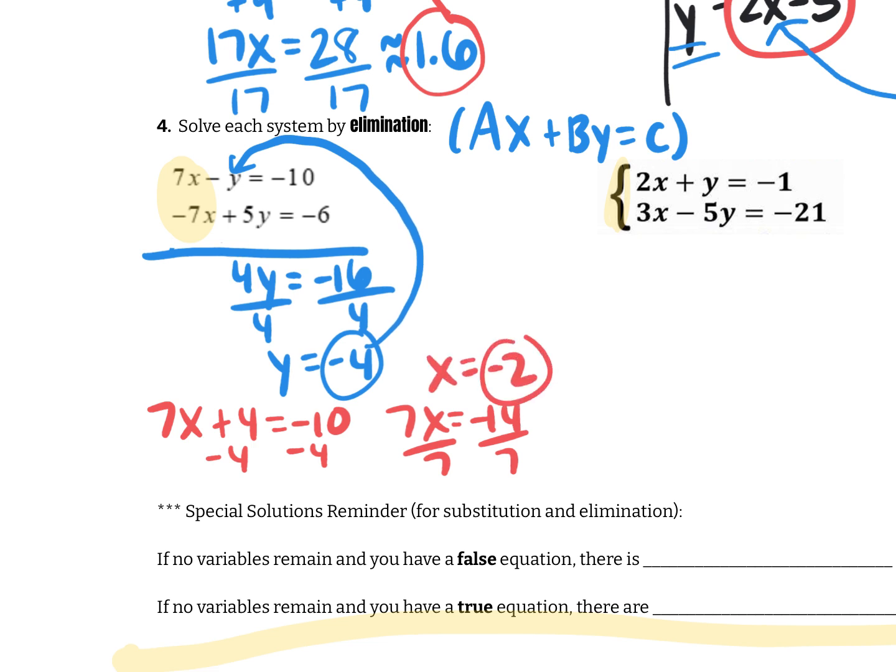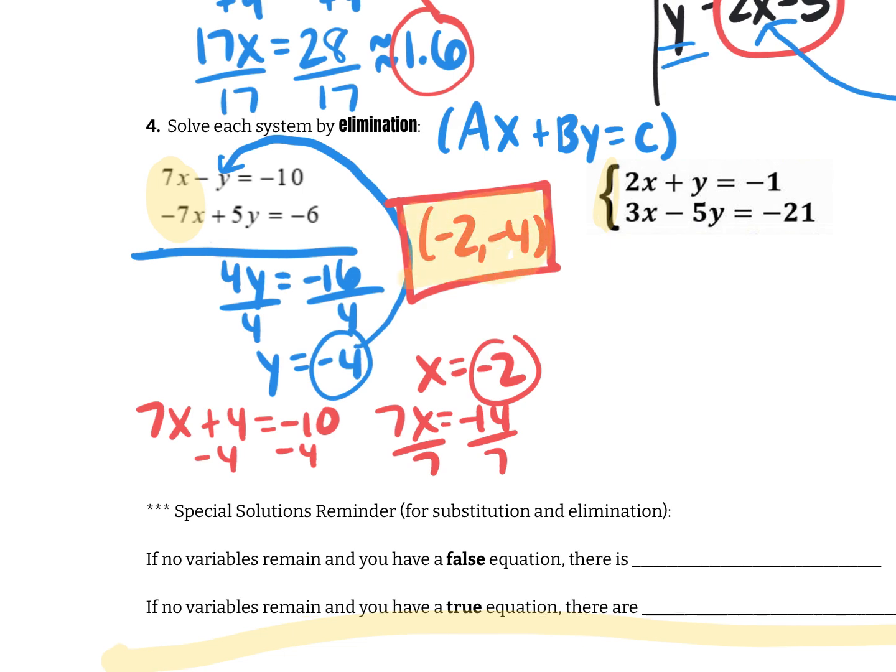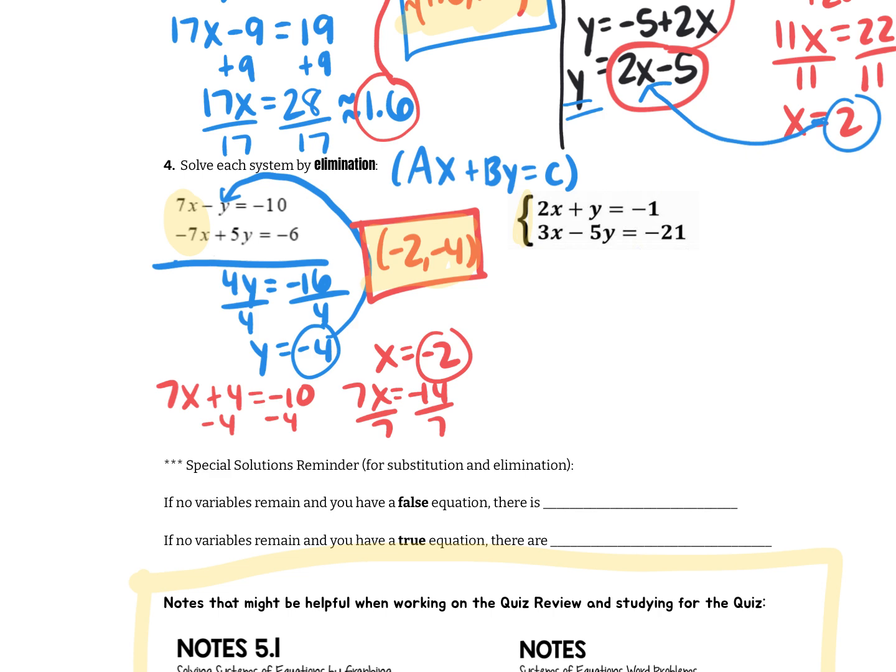So then your answer is always x, comma y. Make sure you don't write it backwards. I'm seeing that happen occasionally, so just pay attention to the fact that it should be x and then y. So that's your answer. Again, if you wanted to check that, you could plug them both into the original equation.